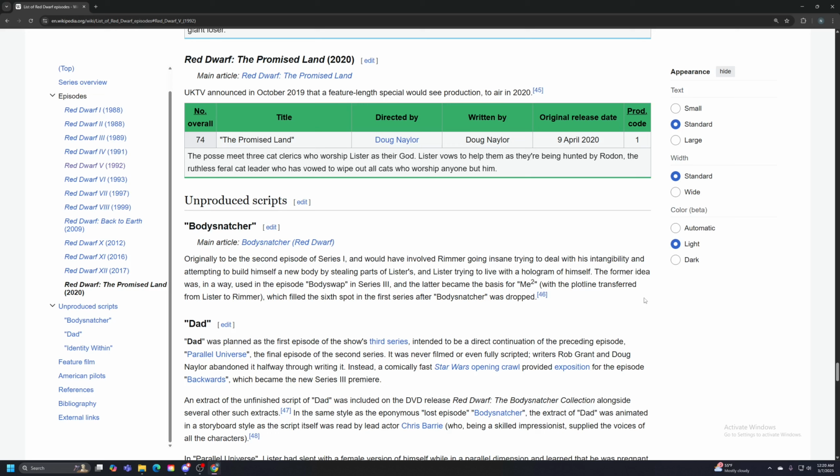The posse meet 3 cat clerics who worship Lister as their god. Lister vows to help them as they're being hunted by Rodon, the ruthless feral cat leader who has vowed to wipe out all cats who worship anyone but him. What?